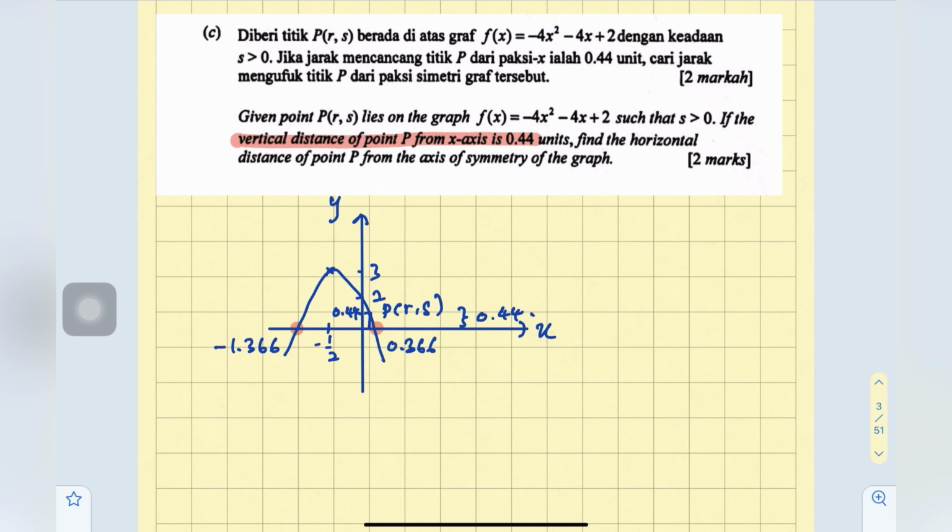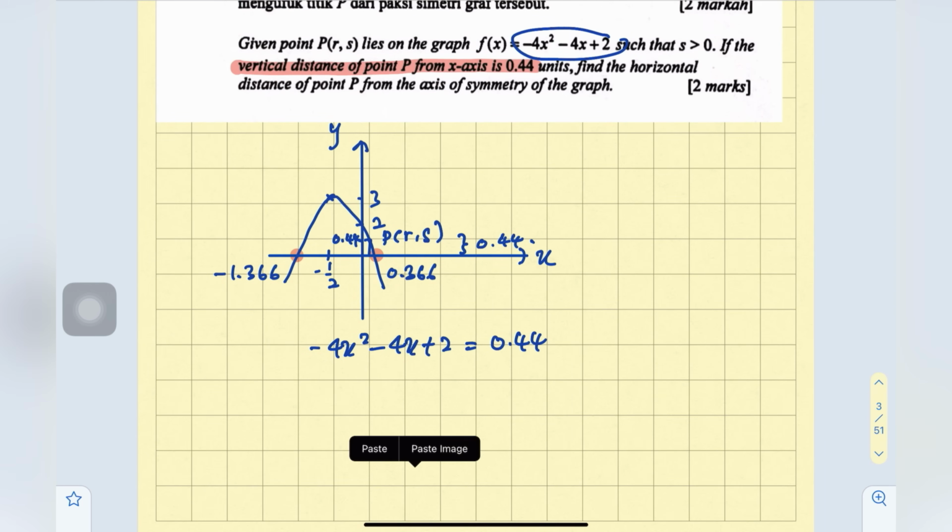So we want to find x. We substitute into this equation: negative 4x squared minus 4x plus 2 equals 0.44. So we simplify. This is a quadratic equation, right. So we simplify: negative 4x squared minus 4x, and 2 minus 0.44 is 1.56.